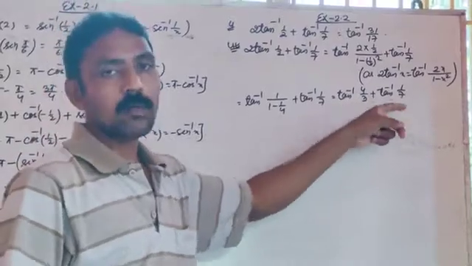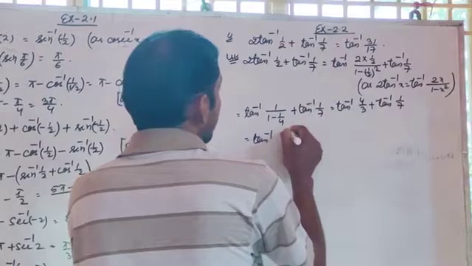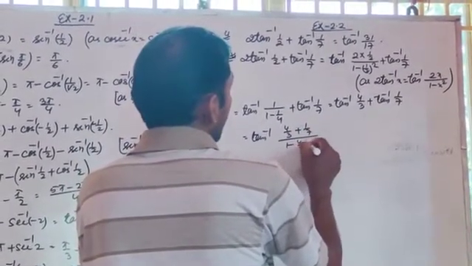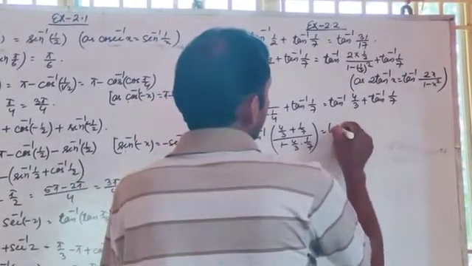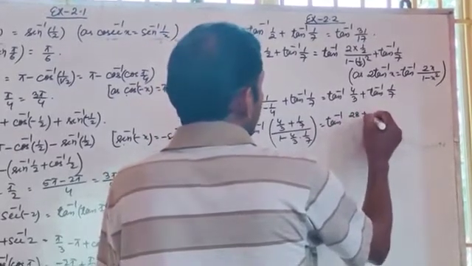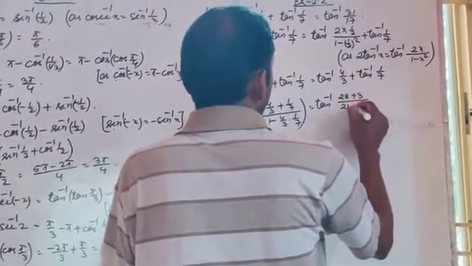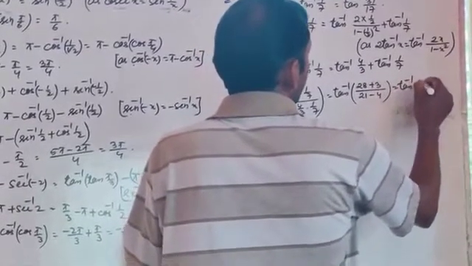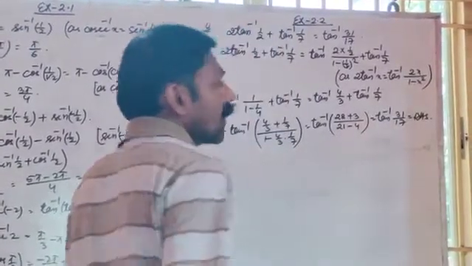Now it is in the form of tan inverse x plus tan inverse y. So the tan inverse x plus tan inverse y formula is tan inverse x plus y by 1 minus xy. So this is tan inverse 28 plus 3 by 21 minus 4. So this equals tan inverse 31 by 17, which is your RHS.